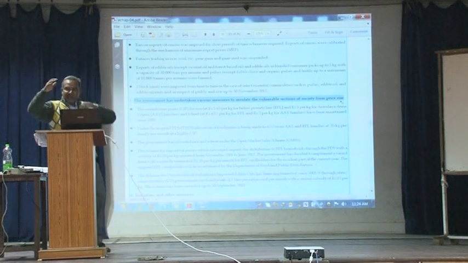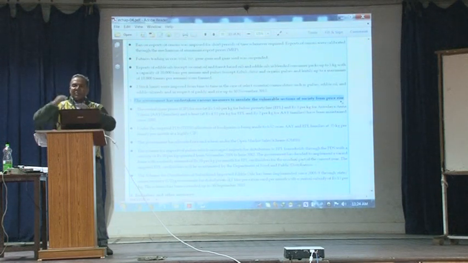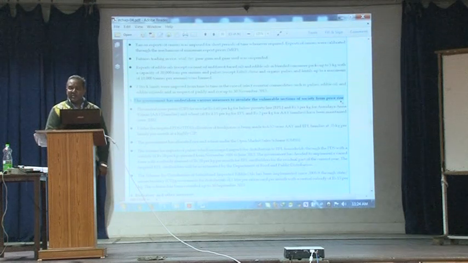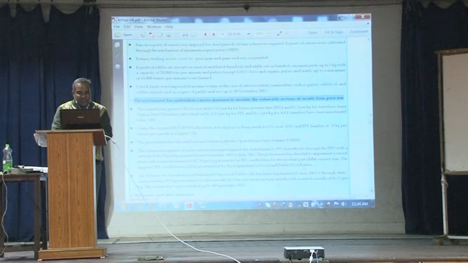For example, now in your PDS system we have two categories, APL and BPL. For BPL they can come out with new things: Antyodaya Yojana, wheat and rice at 2 rupees or 3 rupees a kg. So for these vulnerable sections, special schemes can be organized.